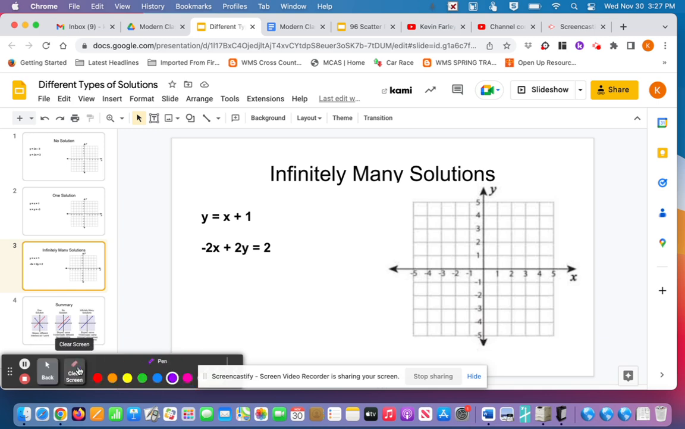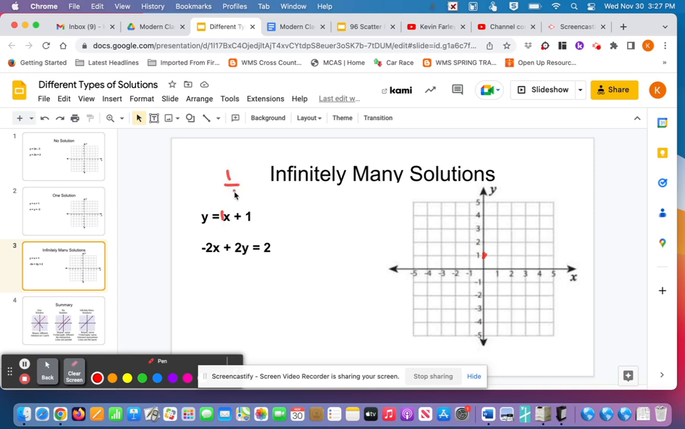So here we go. Let's go to infinitely many solutions. Let's see what happens when I solve this. Y is equal to x plus 1. I'm going to graph it. It's in slope-intercept form. Y-intercept is 1. Slope is 1. Remember that magic 1.